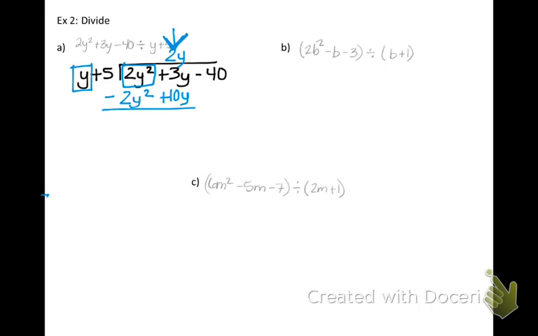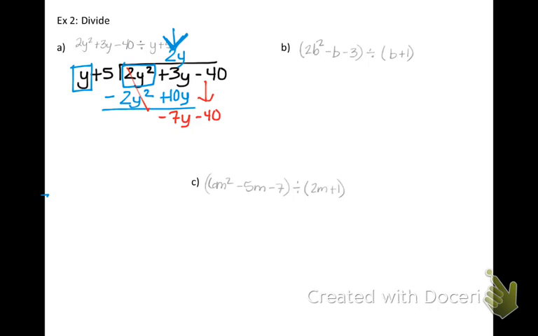So what's 2y squared minus 2y squared? 0. So you're going to put a line through it. Doesn't need to be there anymore. And then you go 3y minus 10y. Negative 7y. Wouldn't it just be negative 7? No, you still have the y. Bring down the negative 40. So that comes down to negative 40.